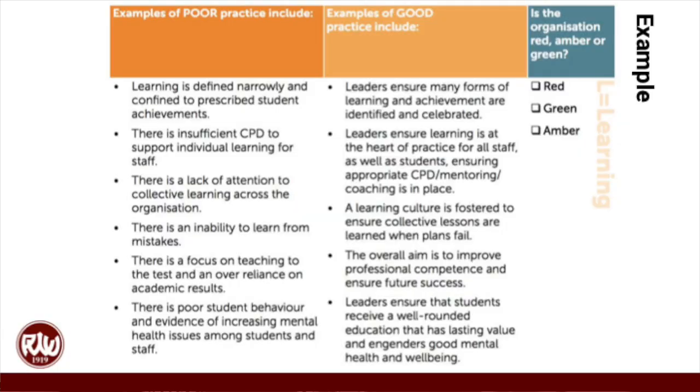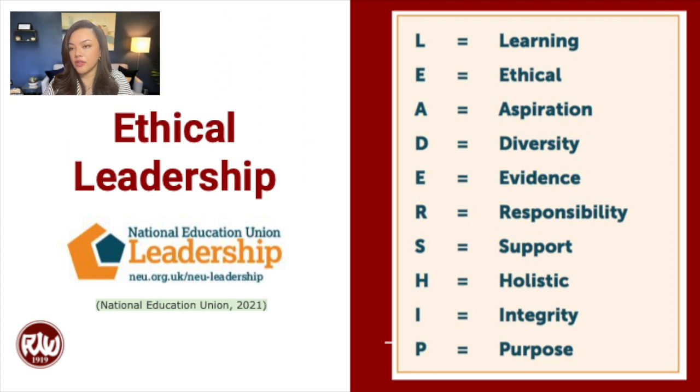And here I have an example of learning, which is the first letter of leadership. According to the visual, you can see some examples of poor practices of a leader and examples of good practices. And how, as an organization, are we as per these parameters? This is just, of course, on learning. There'll be more as per all the letters of the word leadership. You'll have L for learning, E for ethical, A for aspiration, and so on. And of course, I will add a link to the complete study of ethical leadership by the National Education Union, so you can also use it for self-assessment.